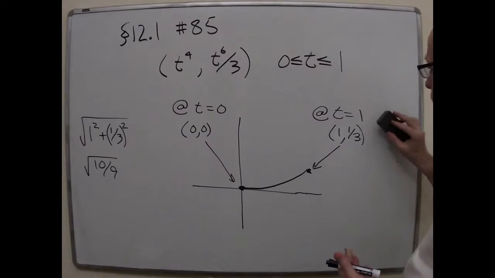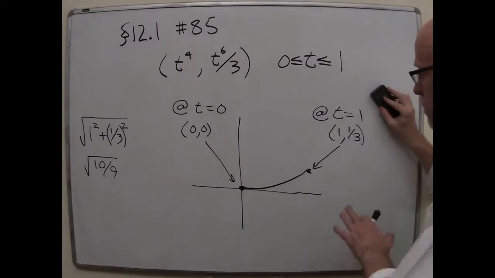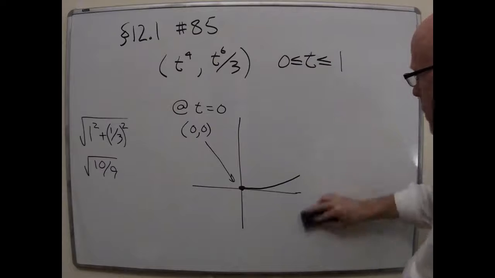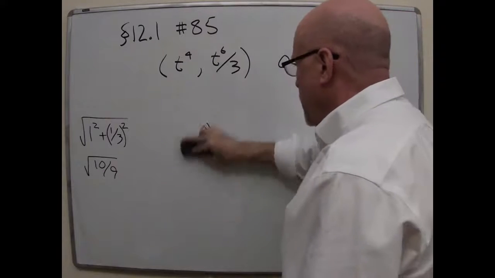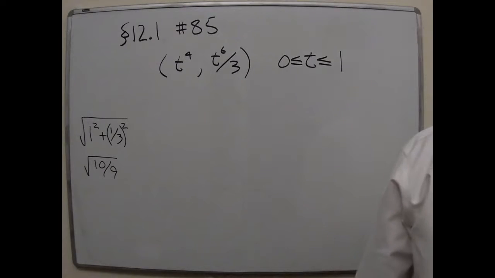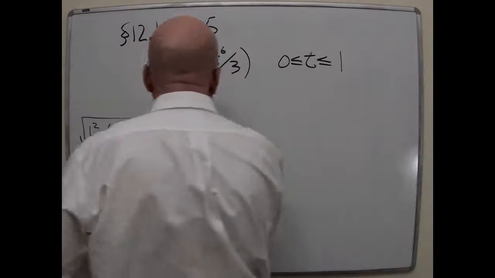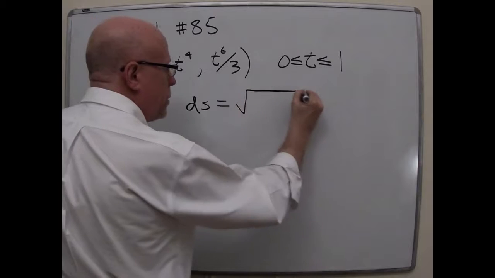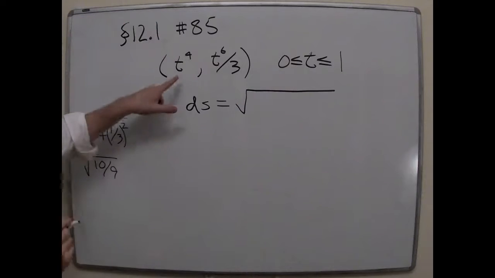Now what does the process we've learned about finding arc length tell us here? I don't think we need to visualize this. Going from 0, 0 to 1 comma 1/3 shouldn't be so bad. All right, so our arc length element, ds, is going to be the square root of the sum of the squares of the derivatives.